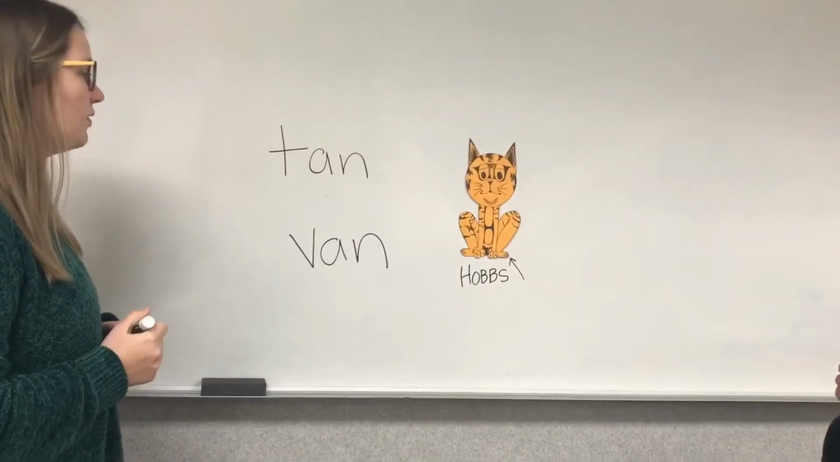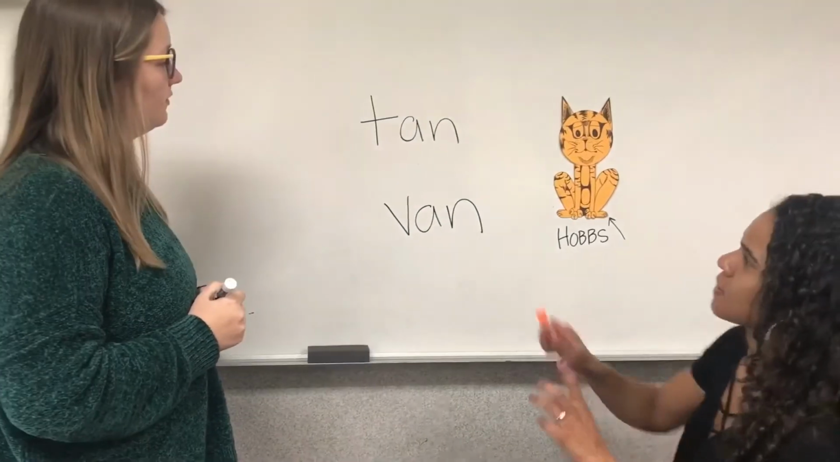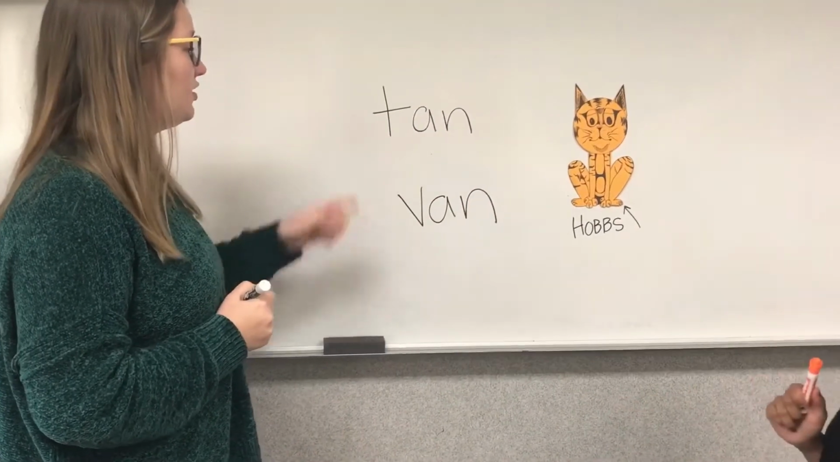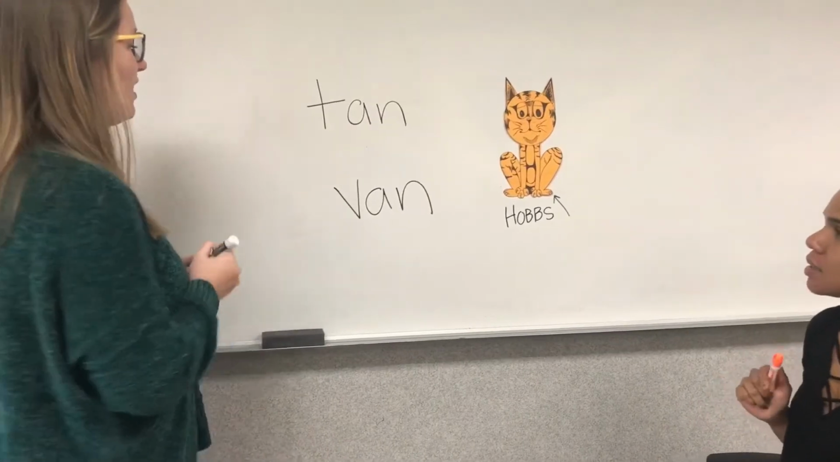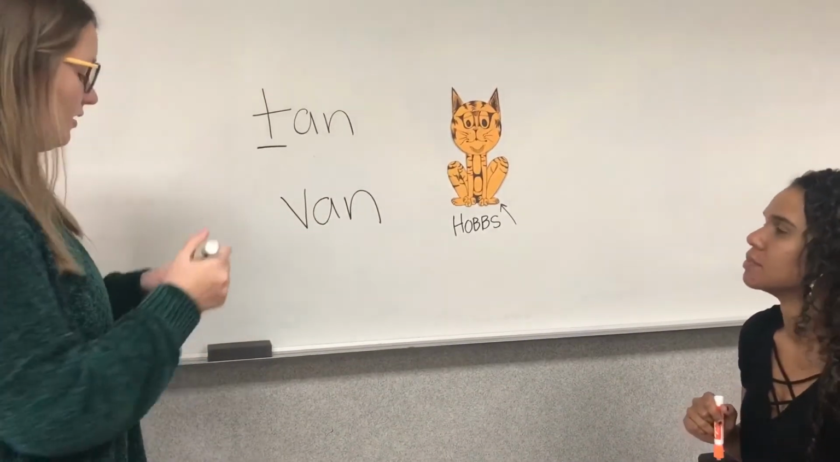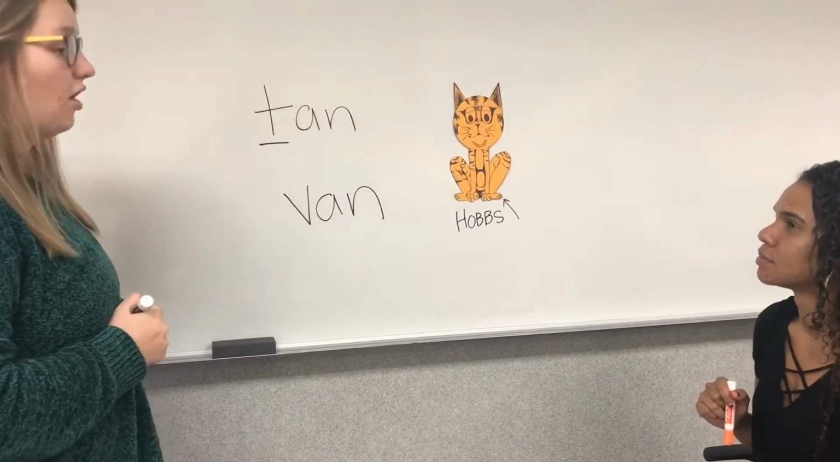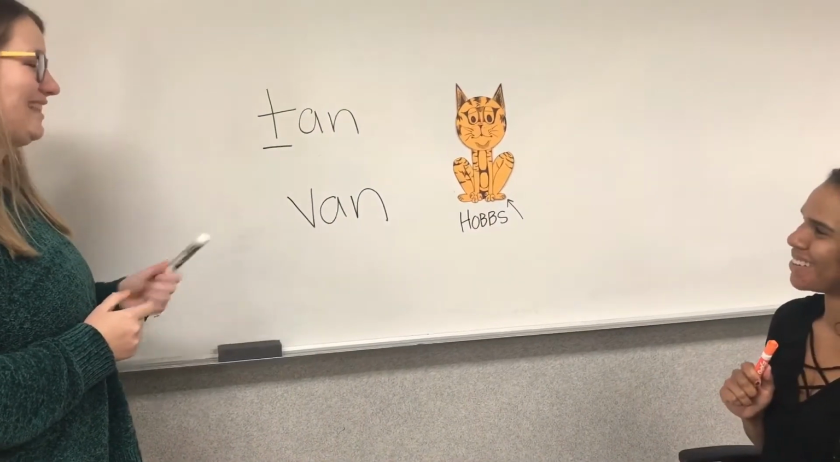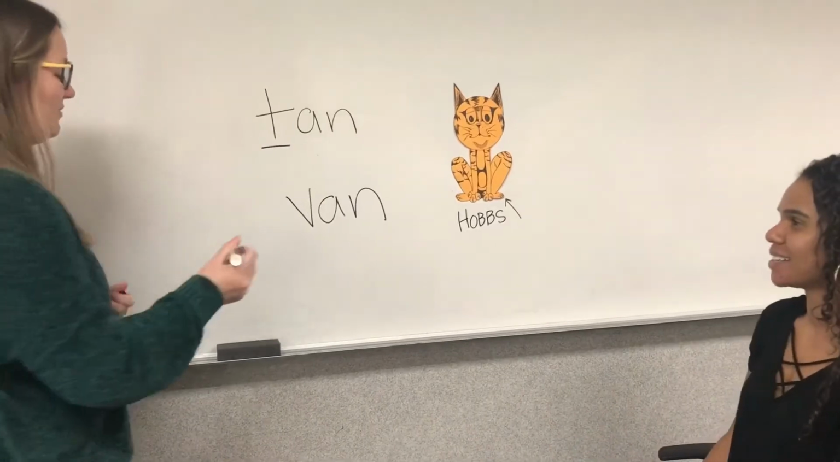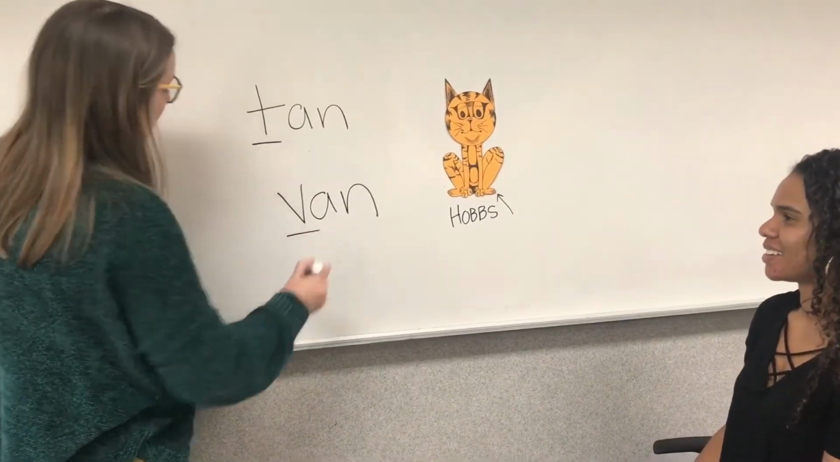Can you point to the word that has the short sound? Good. Can you say that word? Tan. Excellent job. That was a great short sound. Can you point to the word with the long sound? Nice. Can you say that word? Van. Awesome job. You said a great long sound.